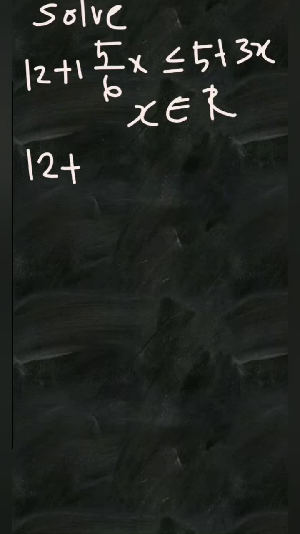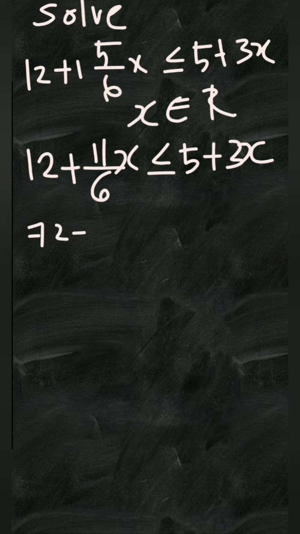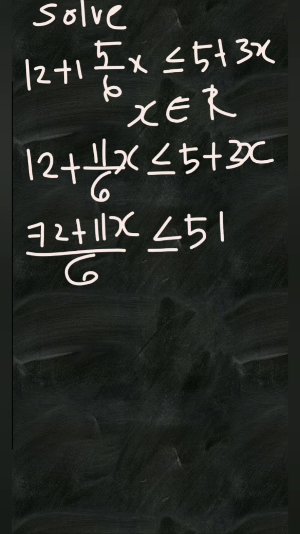12 plus 11/6 x, that is less than or equal to 5 plus 3x. Then on the LHS we have 12 plus 11/6 x, and you have to apply the cross multiplication method. Then you have to multiply 12 by 6, and that is 72, plus 11 into 1 is 11, then x divided by 6, that is less than or equal to 5 plus 3x.